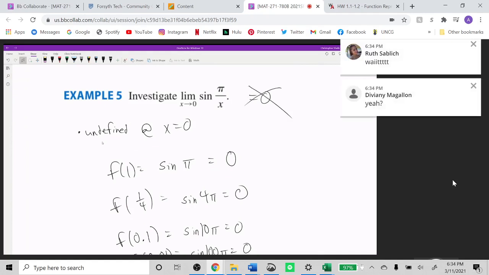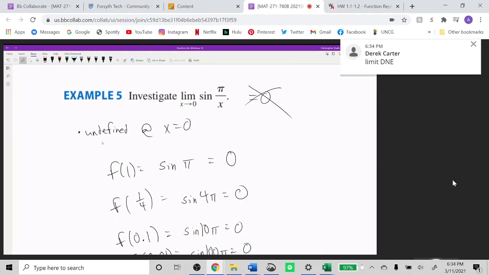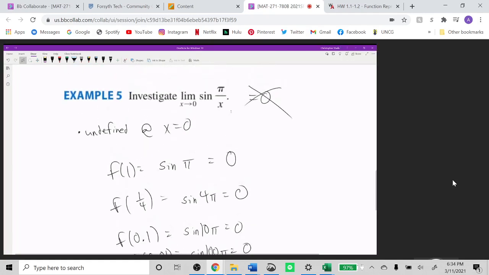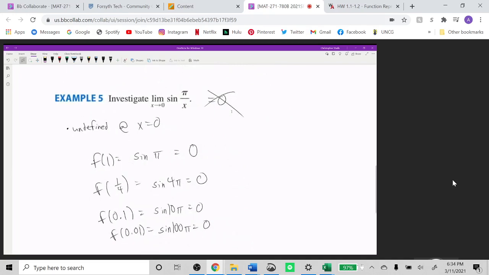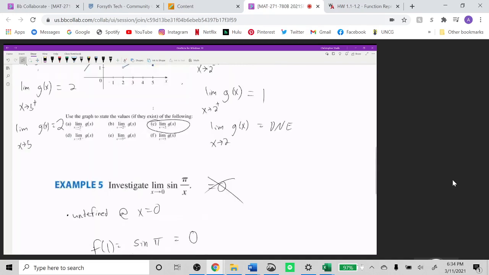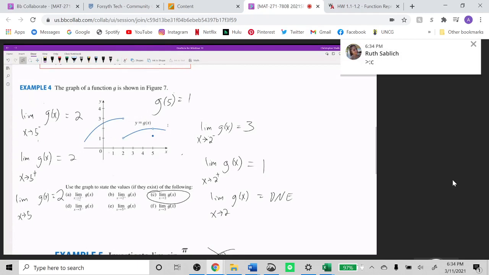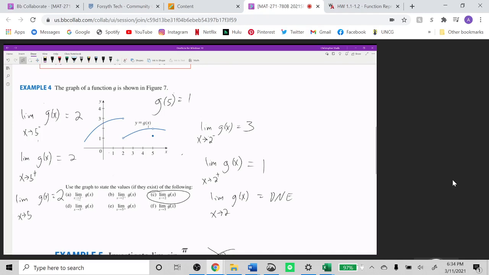Ends up this is wrong. This is super wrong. No, it's not, because something can be undefined at the place that we're approaching and still have a limit there. For instance, here on this graph, right? This has a limit as x approaches 5. Even if we didn't have this point here, this would still have a limit as x approaches 5, right? That limit is equal to 2 in this case.